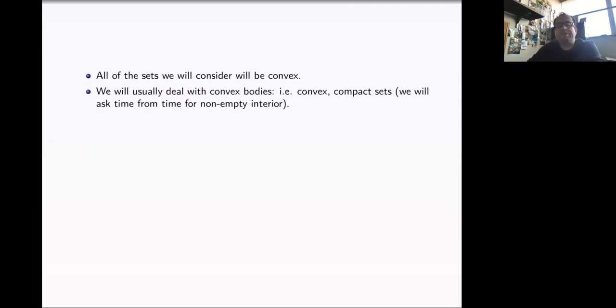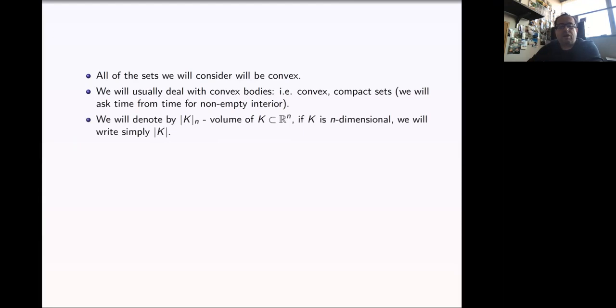I will talk about convex bodies, and there is always this question: convex sets, compact, does it have an interior or not? In my case, it will not necessarily have an interior, and I will try to say when it has an interior or not. I will denote volume like this, so it's just volume. In some cases, I will put that it's a volume in dimension n, but I will usually forget to do it. So again, I'm sorry about this.